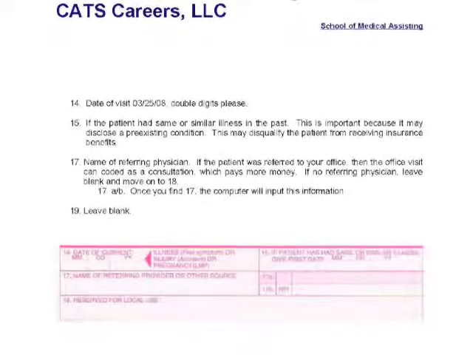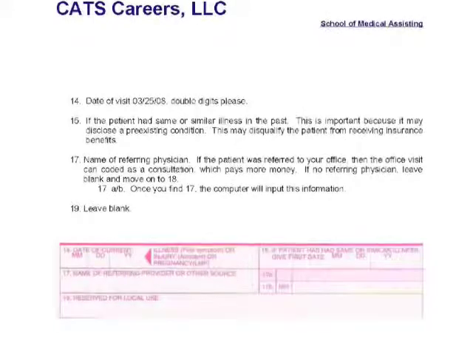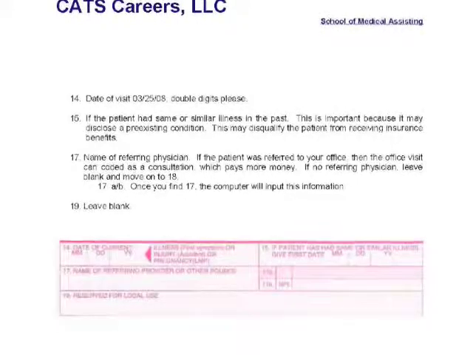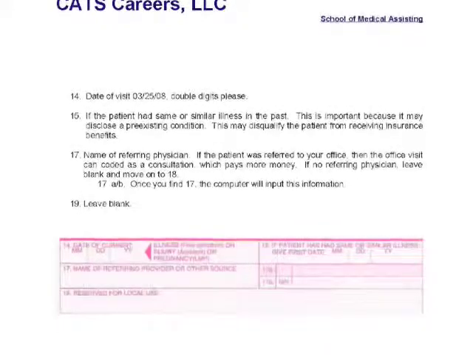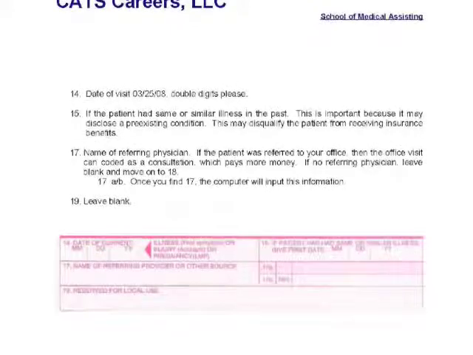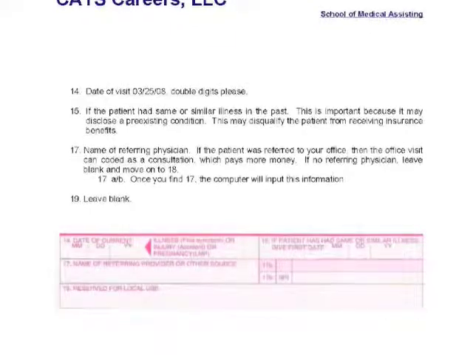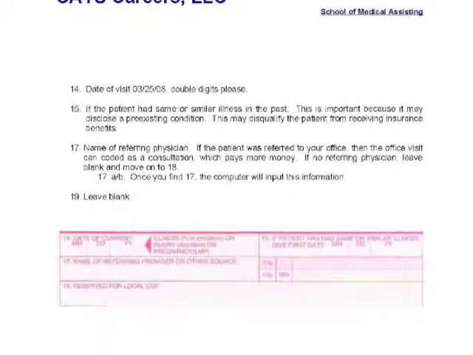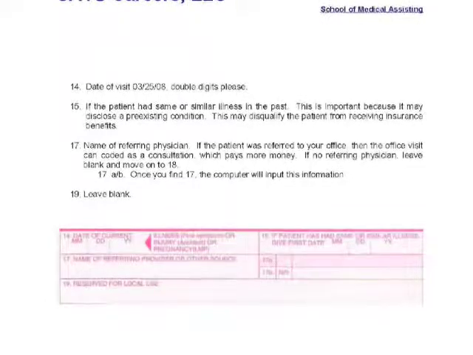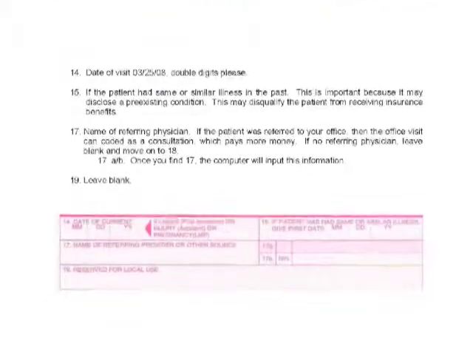17. Name of the referring physician. If the patient is referred to your office, then your office can code for a consultation. That gives you a lot more reimbursement than a regular office visit. If no referring physician, you leave it blank and move on. However, if there is a referring physician, we have 17A and B, okay?